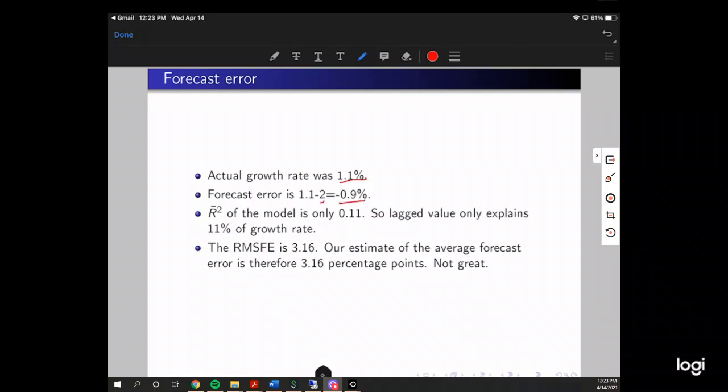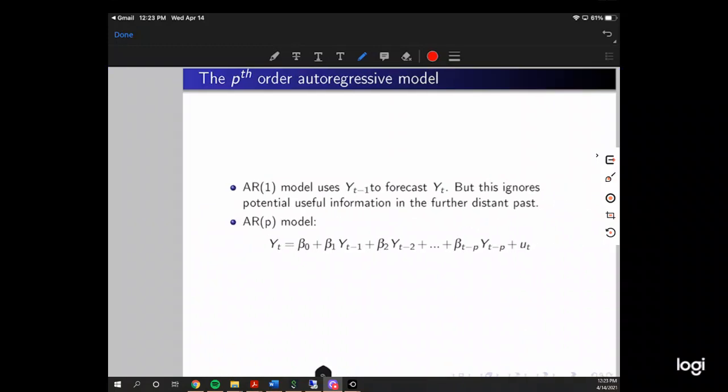The adjusted R-squared of the model is only 0.11, so the lag values only explain 11% of the growth rate. Not a lot. There's 89% of the variation that's still left unexplained. The root mean squared forecast error is 3.16, so our estimate of the average forecast error is 3.16 percentage points. Not great.